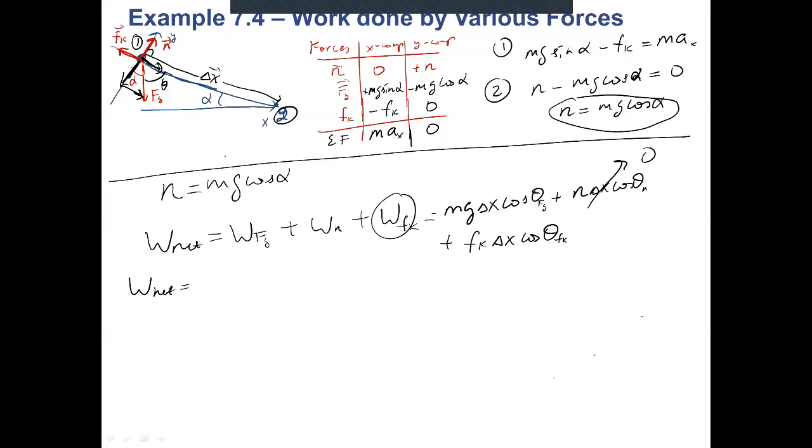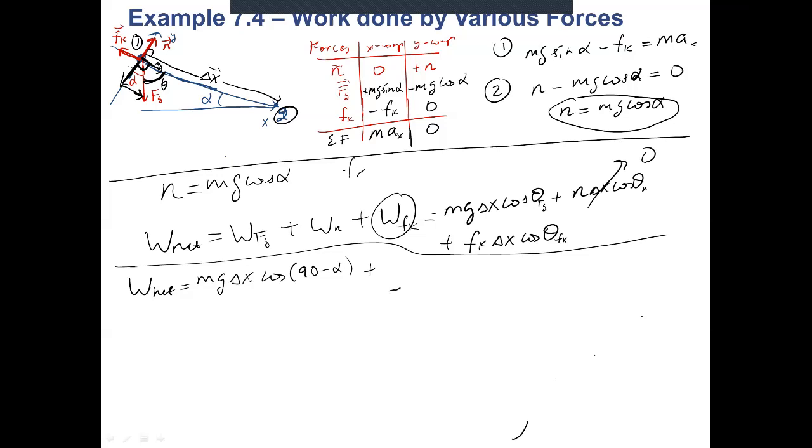So the work done by gravity is mg times delta x, times cosine of theta. You can ask, what is this theta? Well, this is 90 degrees, and if I have alpha, the theta is nothing but 90 minus alpha. Okay, then plus the work done by kinetic friction. What I'm going to do here is use f of k equals, if you remember, mu k times the normal force. I'm going to use that for this.